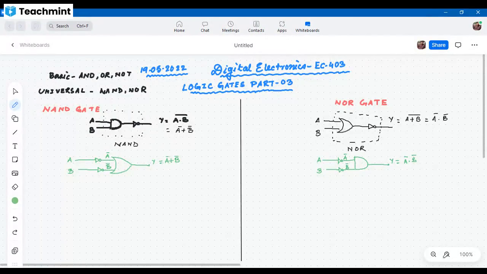So this is why our AND gate, OR gate, and NOT gate are called the basic gates. Understand why they are called basic gates?